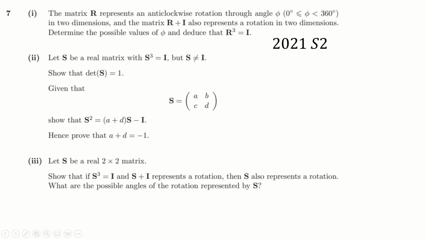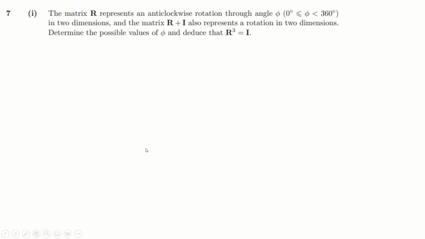All right, the matrix question from 2021 then, step two paper, was this. It was question number 7. Let's go into it. So matrix R is an anti-clockwise rotation, so we should know anti-clockwise rotation is this idea, angle theta, phi, I guess.